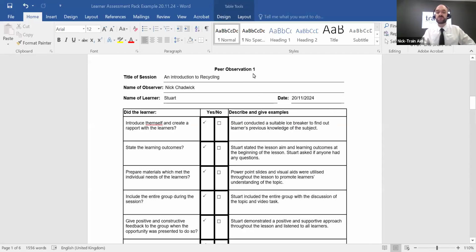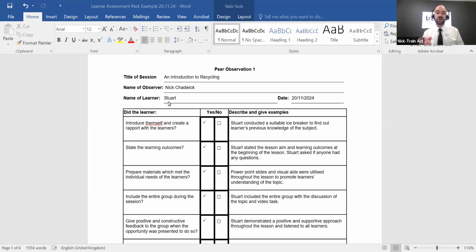So we have peer observation 1. You need to write the title of the session. So this one has been done for you. So this session was on an introduction to recycling. The name of the observer, that is you. So I've written my name here, as you can see, and you need to write the name of the learner. So that's the name of the learner who's conducting their own micro teach.